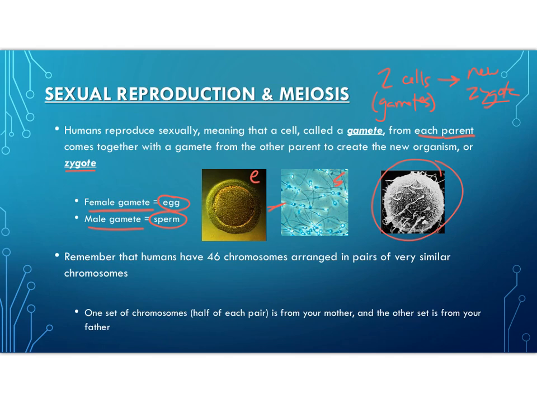Now, for us specifically, we have 46 chromosomes arranged in pairs. And you might have recalled that from previous biology class too. So humans have 46 chromosomes. We say that we have pairs because you get one set from your mom and one set from your dad. So in other words, half of each pair. So you're going to get this set of maternal chromosomes and this set of paternal chromosomes, which then come together as a little pair. And you will have 23 pairs or 46 total chromosomes.